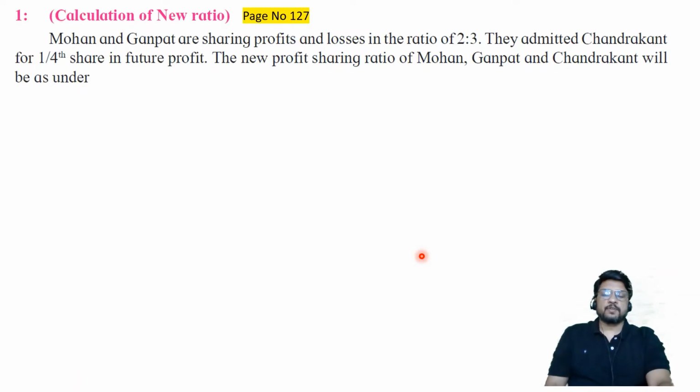Let me now go for the first question. Mohan and Ganpat are sharing profits and losses in the ratio of 2:3. They admitted Chandrakant for 1/4 share in future profit. The new profit sharing ratio of Mohan, Ganpat and Chandrakant will be as under. Mohan and Ganpat are sharing profits and losses, so old partners are Mohan and Ganpat.